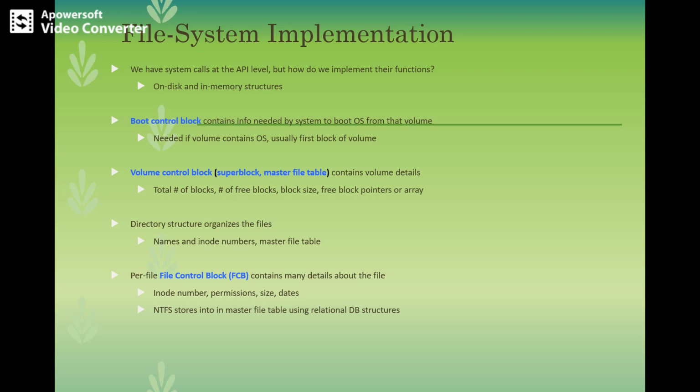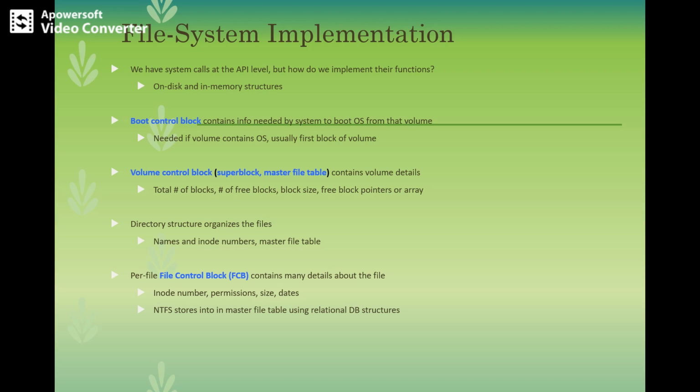So as I've told you, the on-disk structure contains both the boot control block and the partition control block. The boot control block contains the information to boot an operating system from that partition. In case it does not contain an operating system, this block will be empty. And the partition control block contains partition details like how many blocks are in the partition, the size of the block, the free block count, and so on. As I've mentioned, it also includes the FCB count.